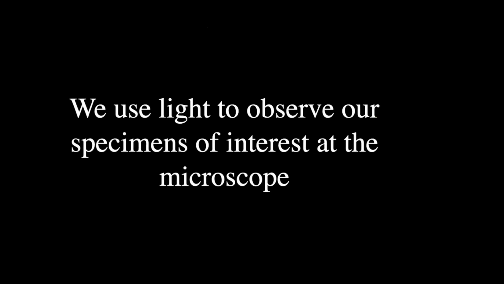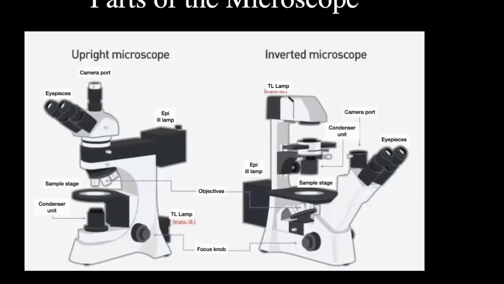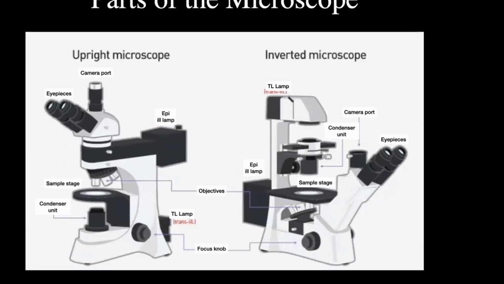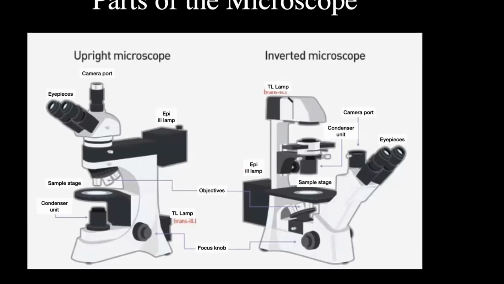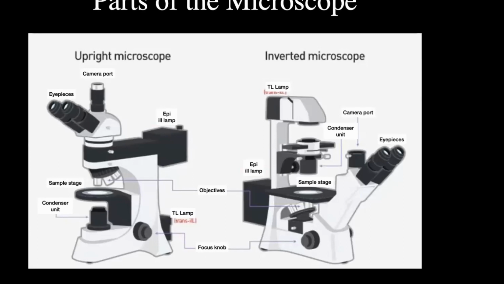Okay, so I was saying that we use light to observe our specimen at the microscope, but then we need to do also some nomenclature about the microscope, otherwise we will not know what we are talking about. So these are an upright and an inverted microscope. For the sake of simplicity, we will simply say that an upright microscope is a microscope where the objectives are coming from the top, and an inverted microscope is a system where the objectives are coming from the bottom. It's not true. I mean, it is true, but this is not the reason for the name. But let's stay with this, otherwise we need to go too much in depth.